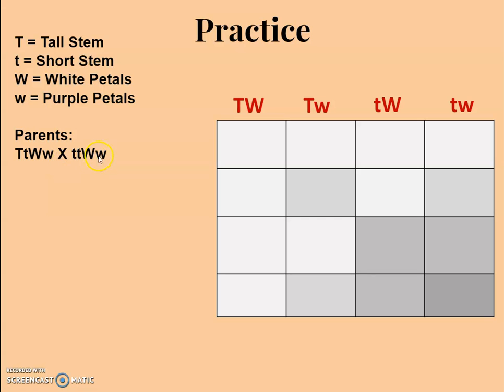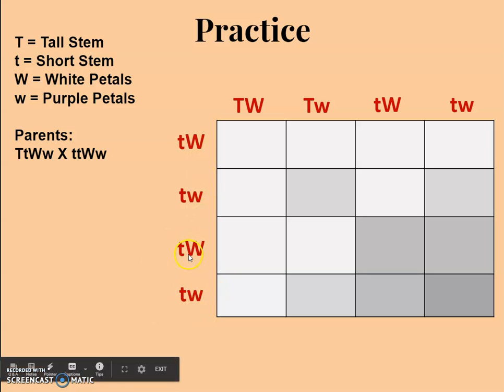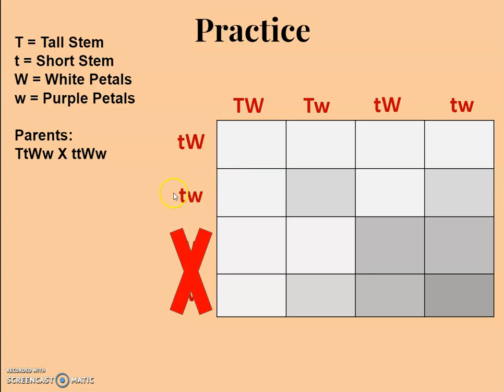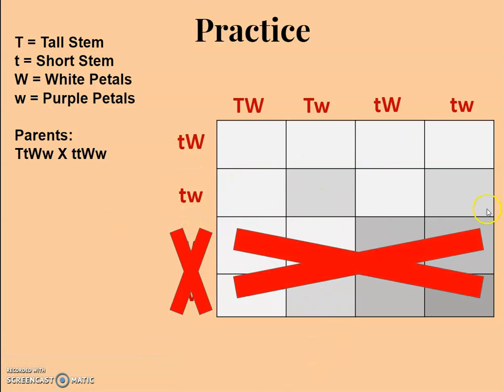Then for this parent, let's look at our outfits again. We ended up with this outfit and this outfit. And we ended up repeating those outfits, right? And we realized, hey, I don't need to repeat because these two rows are going to be identical to these two rows. And so I'm just going to cross that out, and I'm only going to focus on the top two rows of this cross.